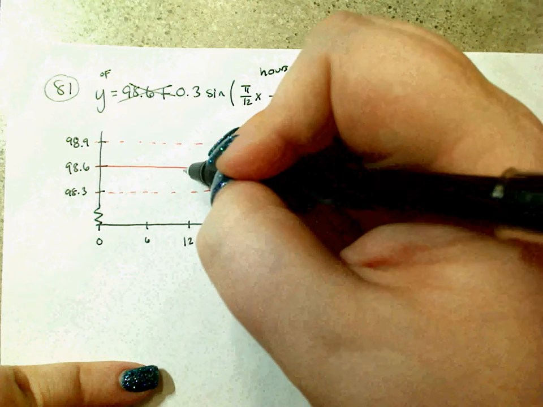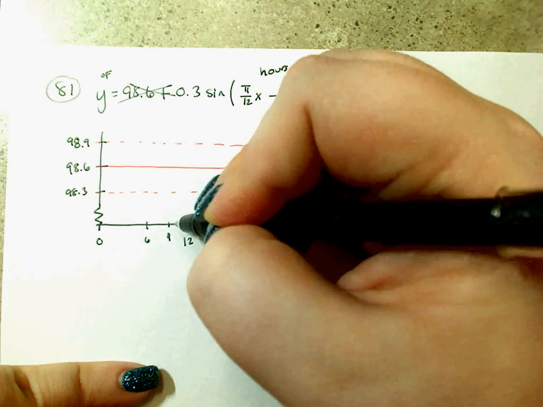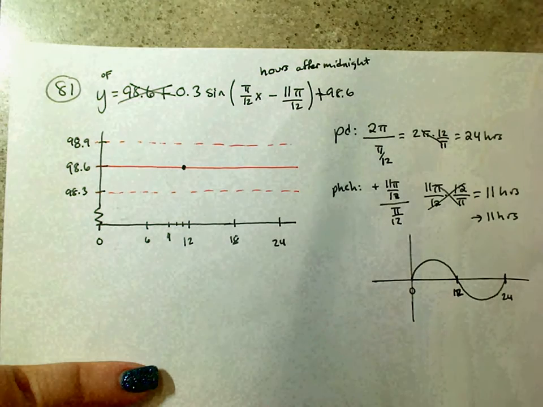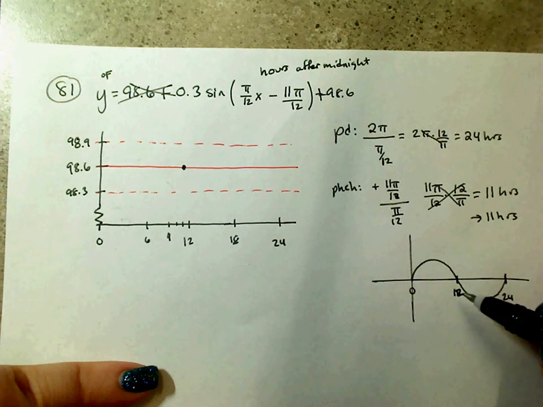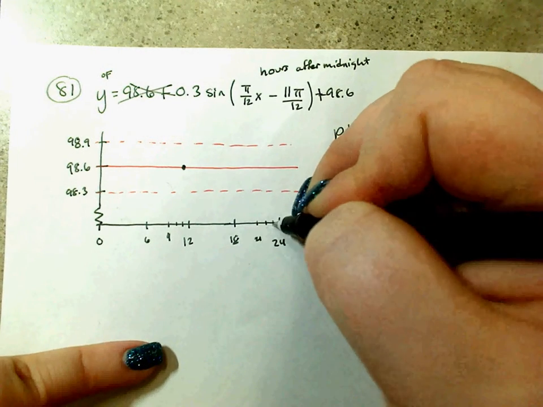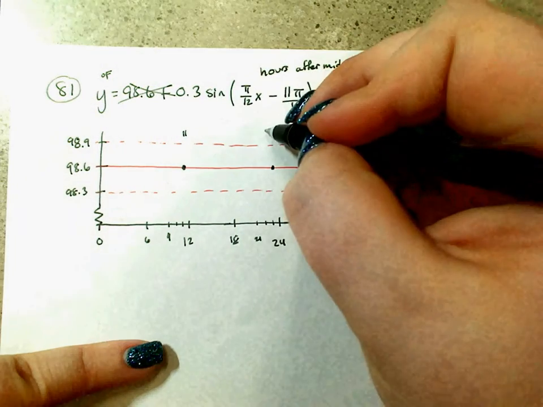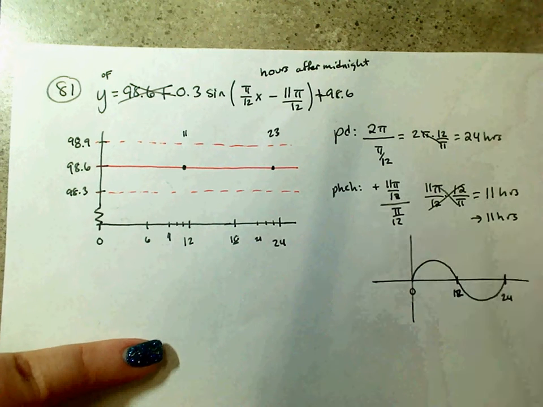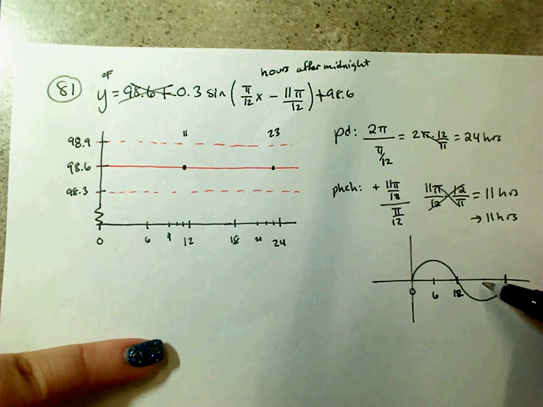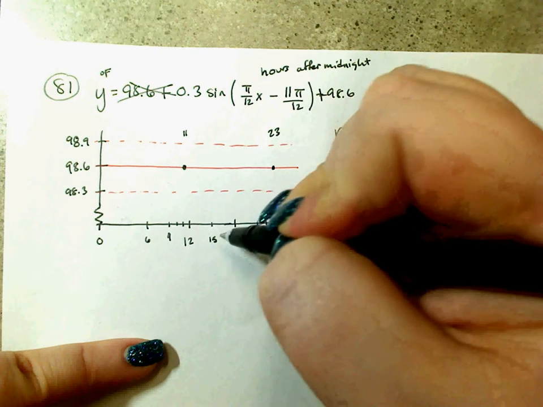So 6, 8, 9 in the middle, 10, 11. So my mid, that would be right there. 12 plus 11 would be 23, so that's 21, 22, 23. So that's at 11. This is at 23. This right here, this maximum is at 6. So 6 plus 11, that would be 17. So 13, there is 15, 16, 17. So the maximum would be at 17.